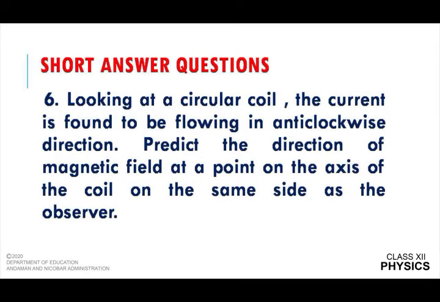What the sixth question says: looking at the circular coil, the current is found to be flowing in anti-clockwise direction. You are going to predict the direction of magnetic field at a point on the axis of the coil, on the same side as the observer. Once again, I'm going to read the question. Looking at a circular coil, the current is found to be flowing in the anti-clockwise direction. You are going to predict the direction of magnetic field at a point on the axis of the coil on the same side as the observer.